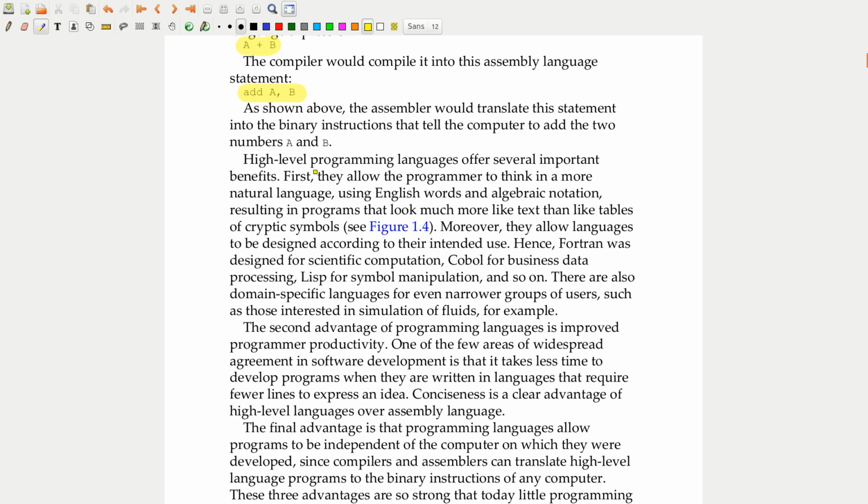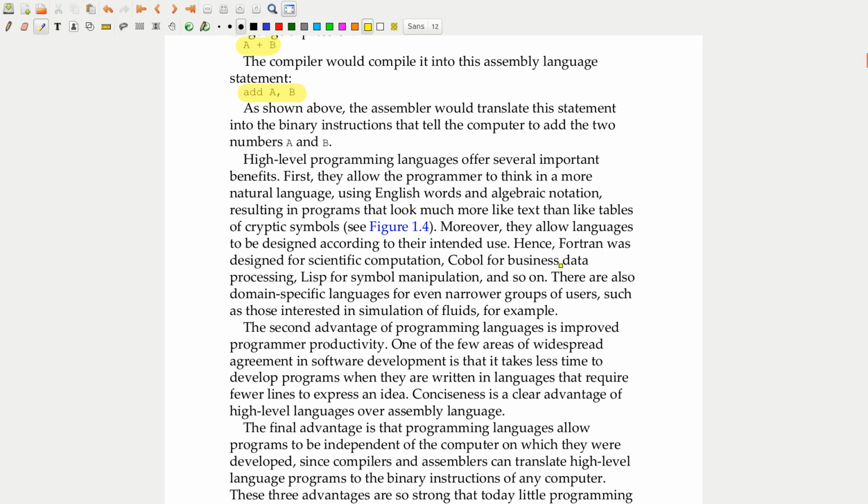So let's talk a little bit about high-level languages. High-level programming languages offer several important benefits. First, they allow the programmer to think in a more natural language, using English words and algebraic notation, resulting in programs that look much more like text than tables of cryptic symbols. Okay, that makes sense. Moreover, they allow languages to be designed according to their intended use.